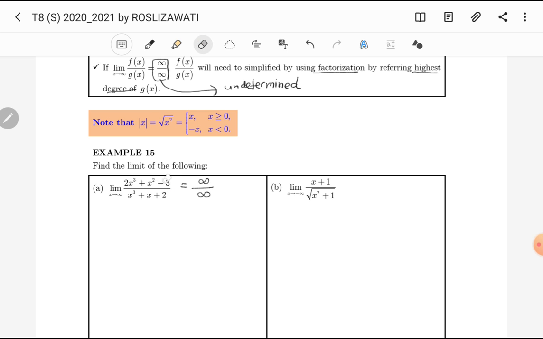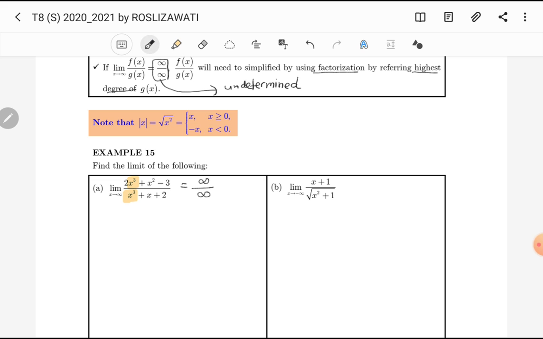which is undetermined. So for undetermined case, kita akan factorize the highest power of numerator and the highest power of denominator. So if you notice here, the highest power of numerator is x cube and highest power of denominator is also x cube.